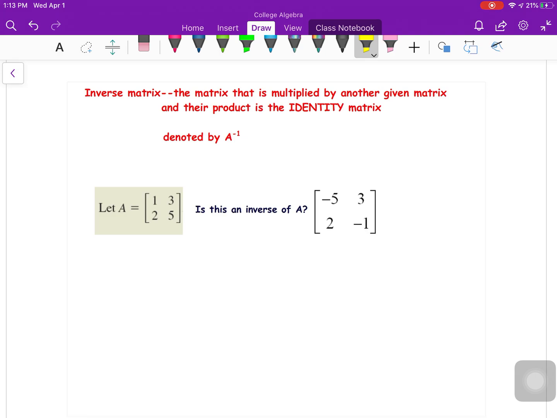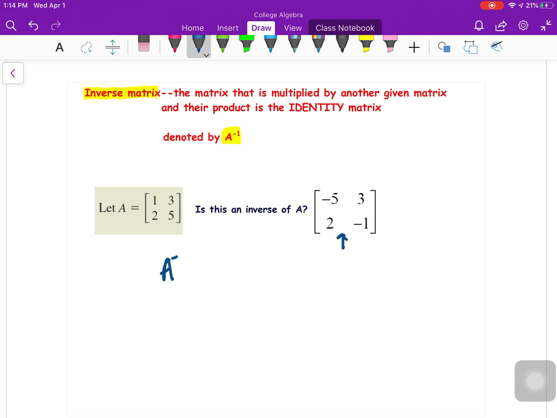Okay, another term is: what is an inverse matrix? It is the matrix that is multiplied by another whose product will give you the identity. We denote it as A to the negative 1. So let's see if we have an inverse here. It says the matrix that is multiplied by another and their product should be the identity.